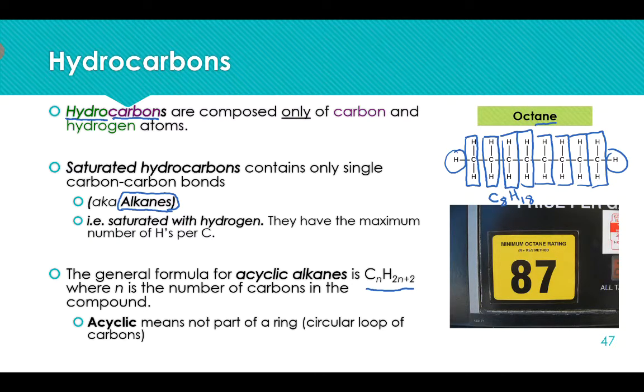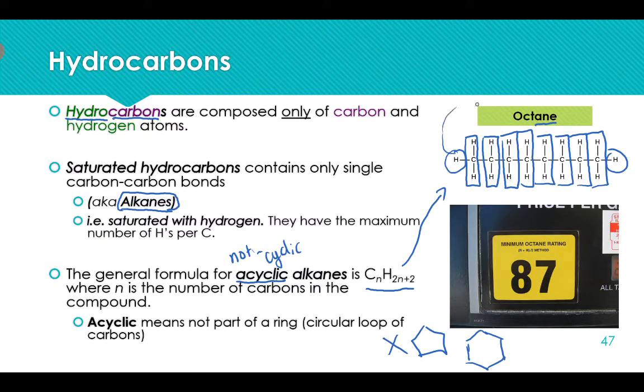That's true for all acyclic alkanes, meaning not ring-shaped. So acyclic means not cyclic. Cyclic would be if they formed like a closed ring shape, like a pentagon or a hexagon shape. And so that rule only applies to acyclic things, not cyclic, because on the cyclic ones, the ends are connected.